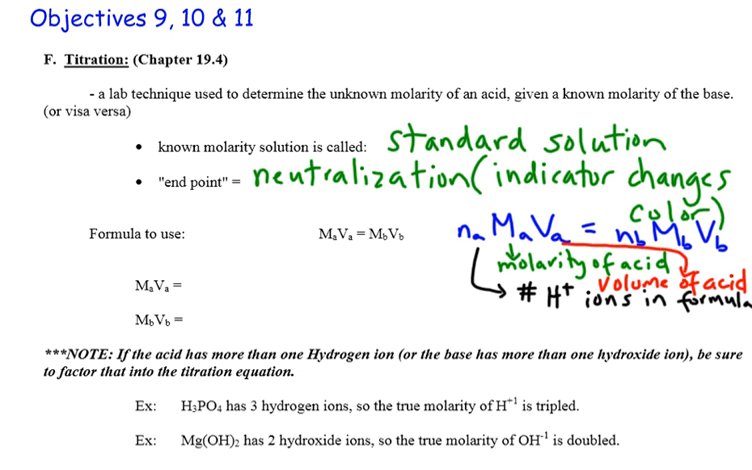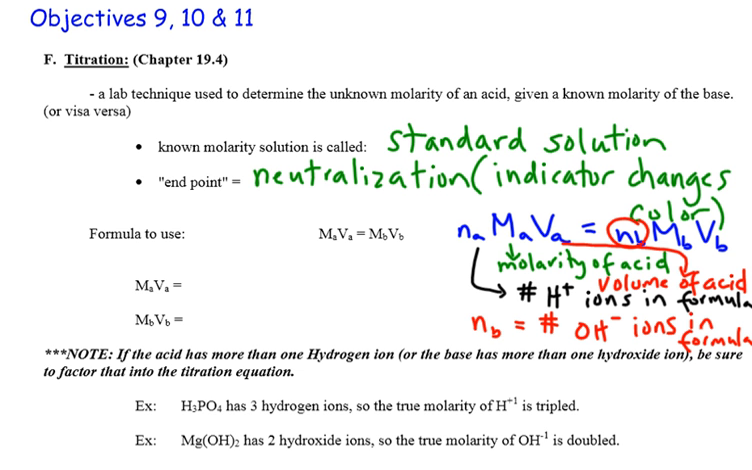Okay. On the base side, everything's effectively the same. Mb is the molarity of the base. Vb is the volume of the base. This Nb, I'm going to put down here. Nb is equal to the number of hydroxide ions in the base formula.